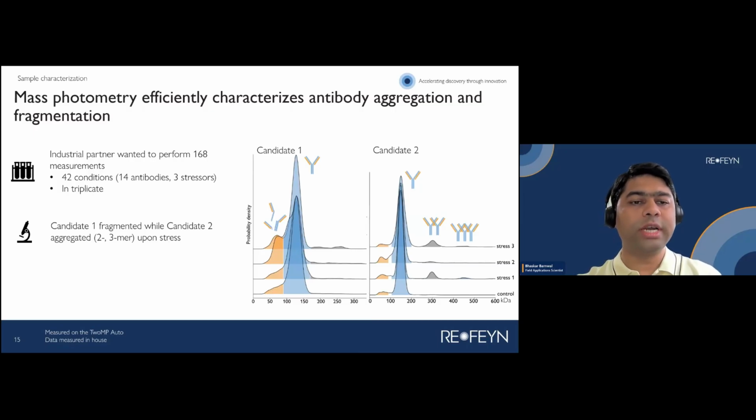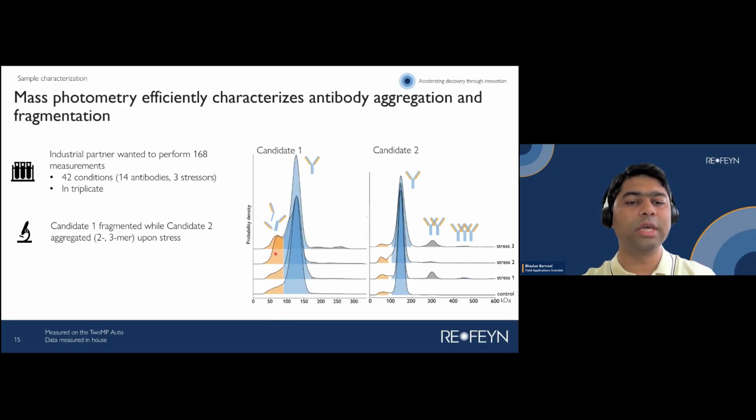So if you are studying aggregation or fragmentation, you can always do that by mass photometry, and as a part of antibody stability. In this particular example, our industrial partner gave us 14 different antibodies, and they were subjected to 3 different stress conditions along with a control, and run on mass photometry in triplicates. So in total, 168 measurements were done.